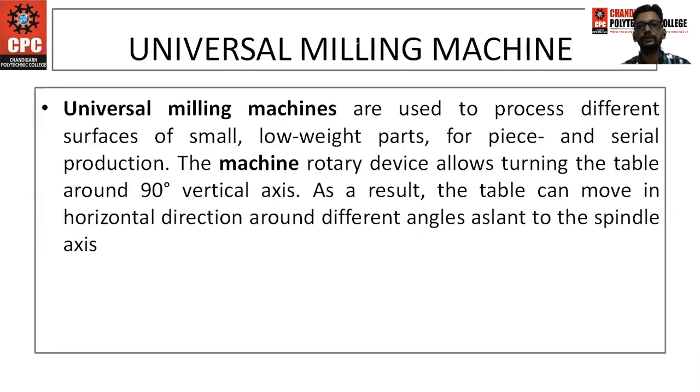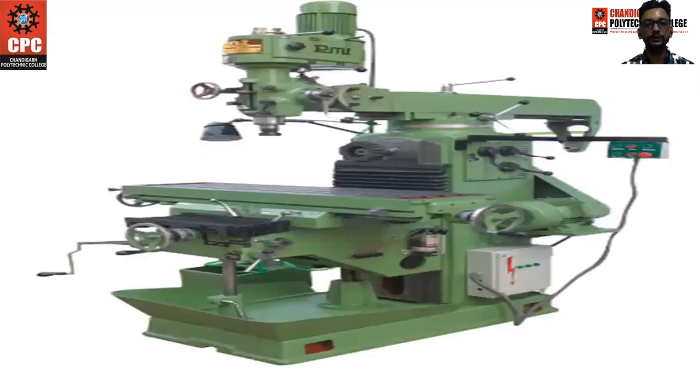Third type is universal milling machine. Universal milling machines are used to process different surfaces of small, low weight parts for piece and serial production. The machine's rotary device allows turning the table around a 90-degree vertical axis. As a result, the table can move in horizontal direction at different angles relative to the spindle axis. This is a diagram of a universal milling machine.